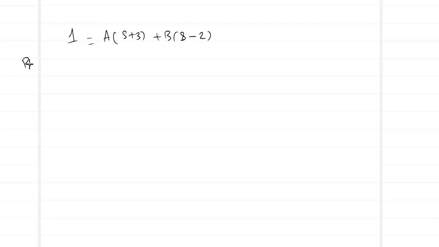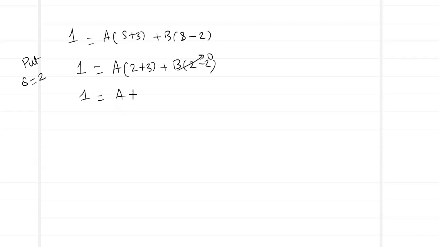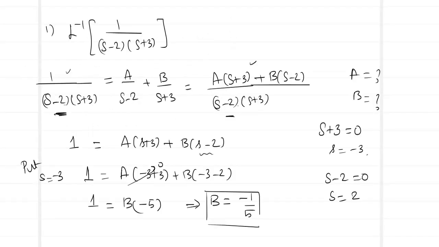The value I am substituting on both sides is s is equal to 2. So this gives me 1 is equal to a into 2 plus 3 plus b into 2 minus 2. 2 minus 2 vanishes, leaving you with a times of 5. Hence, a is equal to 1 by 5. Now, I have got the answers for both of my constants a and b.